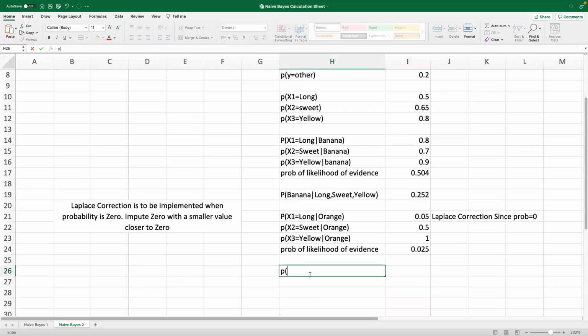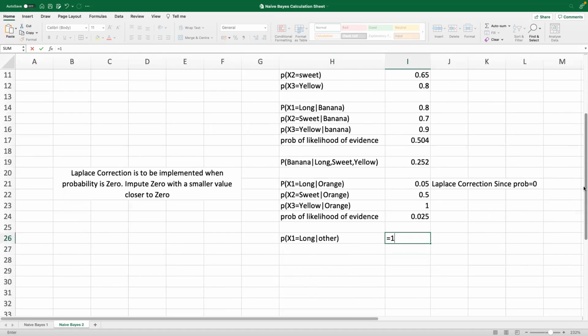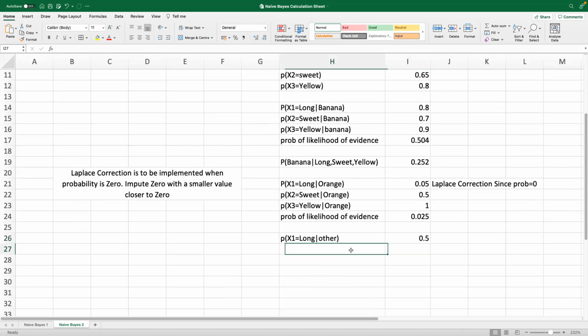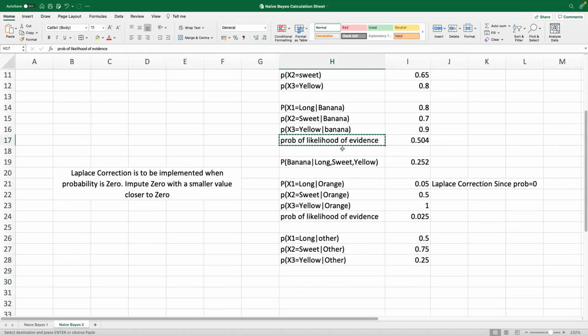For the probability of x1 is equal to long given other. What is the probability of long given other? Long is 100 by 200. Probability of x2 is equal to sweet given other is equal to how much? 150 by 200. Probability of x3 is equal to yellow given other is 50 by 200.